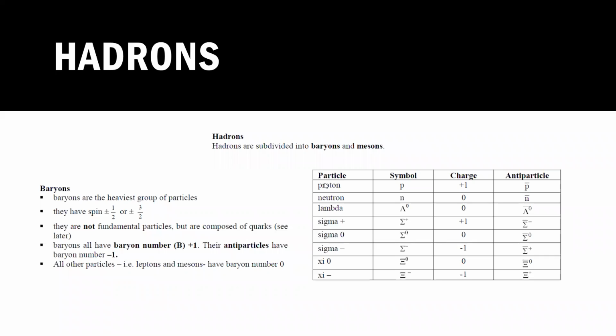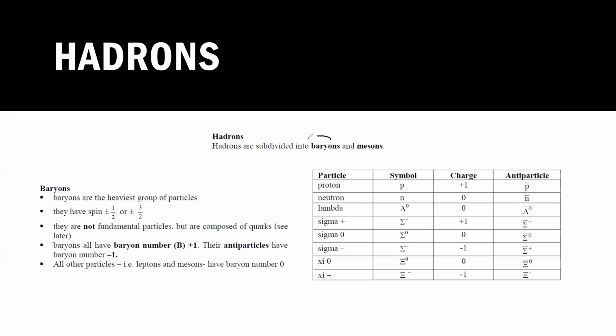What are hadrons? Particles which experience the strong nuclear force, such as mesons and baryons, are known as hadrons. Baryon means it's a combination of three quarks. Meson means it's a combination of a quark and an antiquark. So a proton is actually a baryon. A neutron is actually a baryon. Why? Because it consists of three quarks.